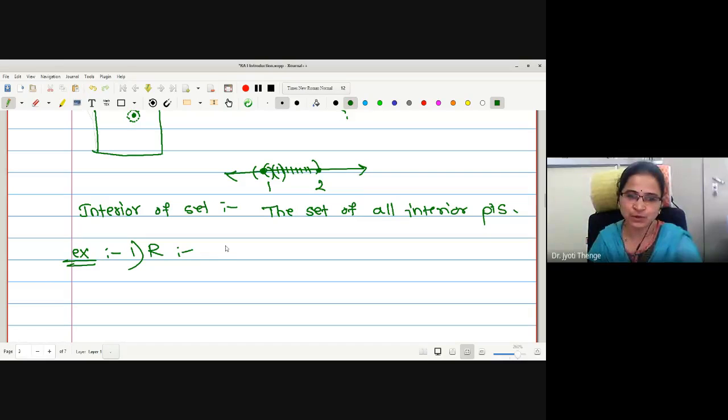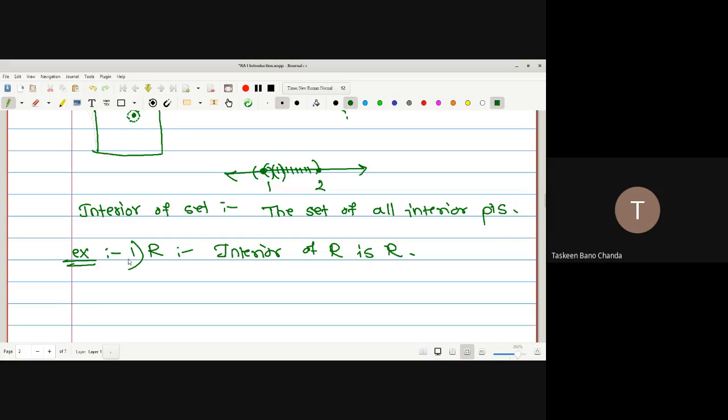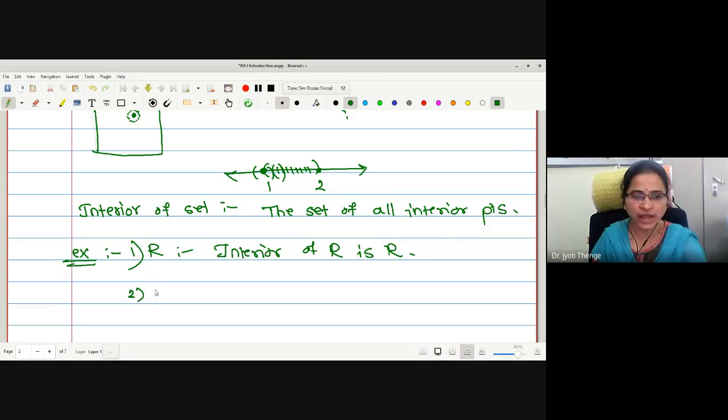काय राहिलं मग रिअल मध्ये सगळे तर आले पॉइंट्स सगळेच आले. मग मी असं करू का, इंटेरियर ऑफ आर इज आर, बिकॉज ऑल पॉइंट्स आर इंटेरियर पॉइंट्स ना? Yes. Okay, if I switch to natural numbers, what is the interior point of natural numbers?